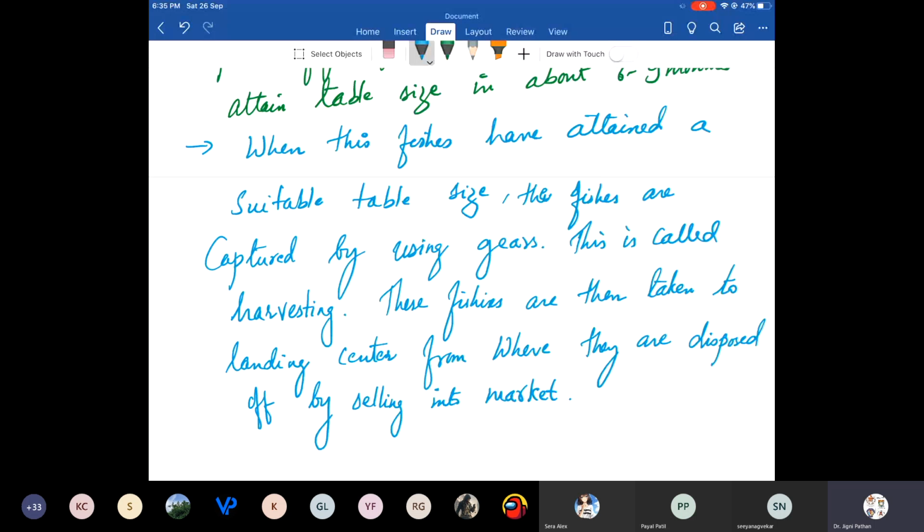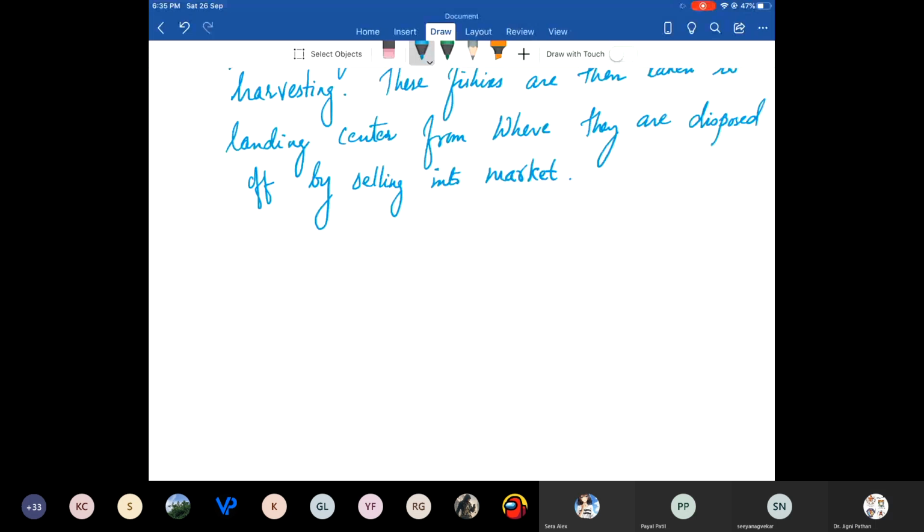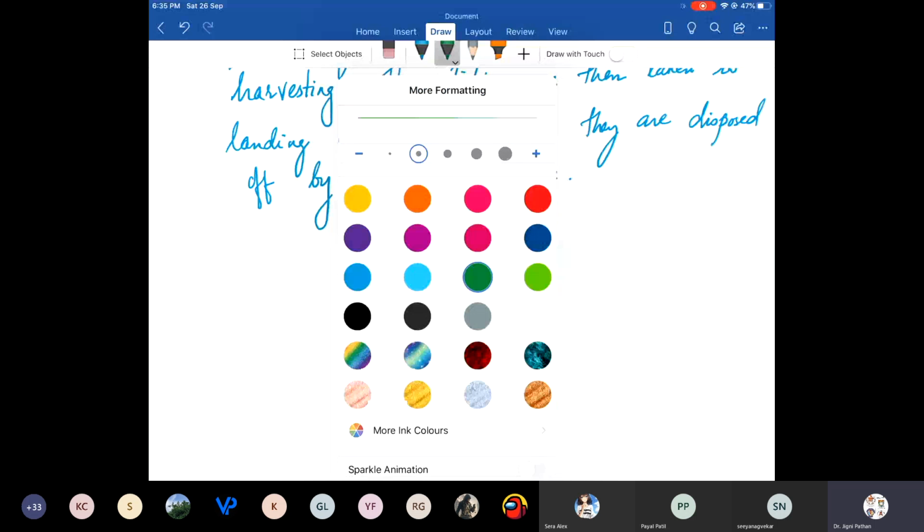Do you have any doubts about fish culturing? It's very easy. Please do tell me if you have any doubts. I'll be happy to clear them before the next class.